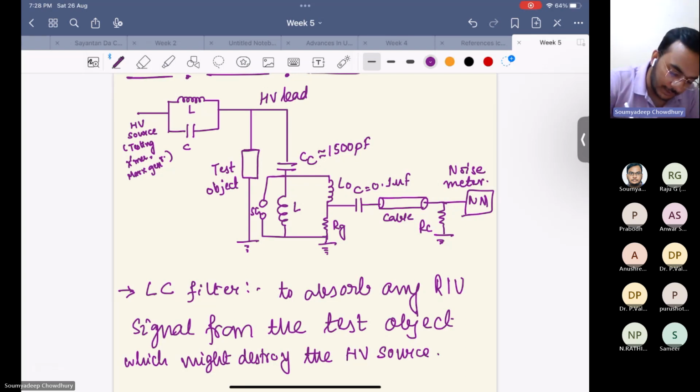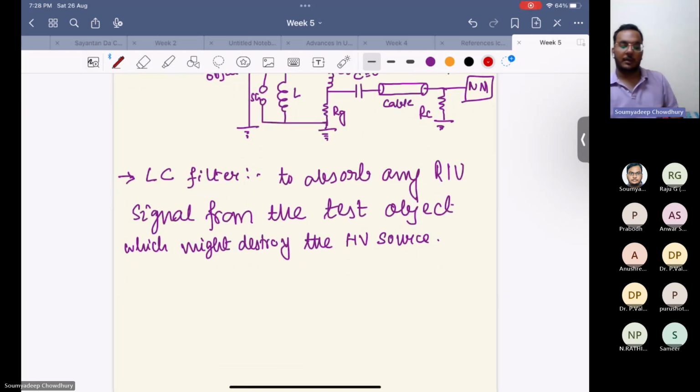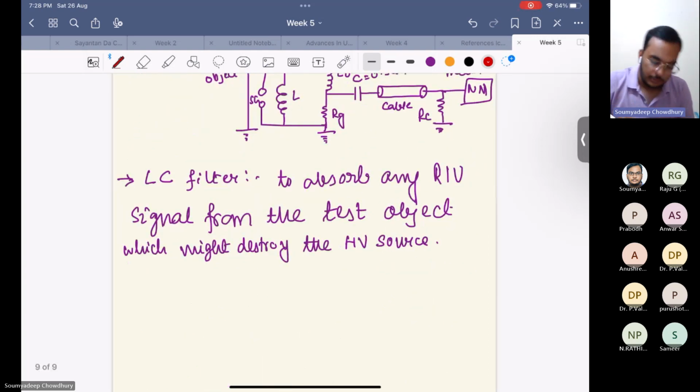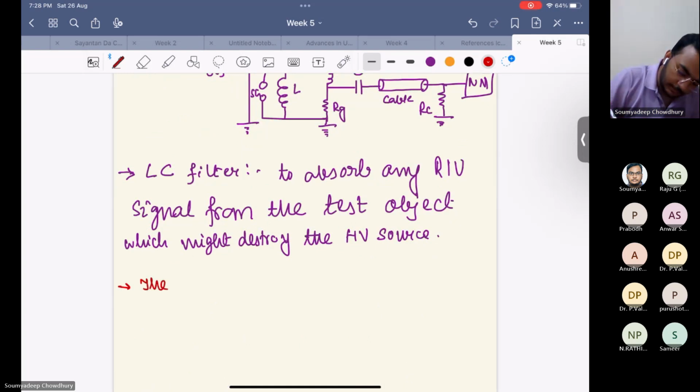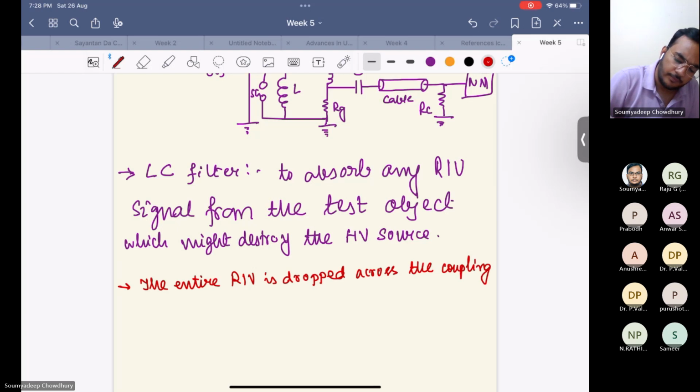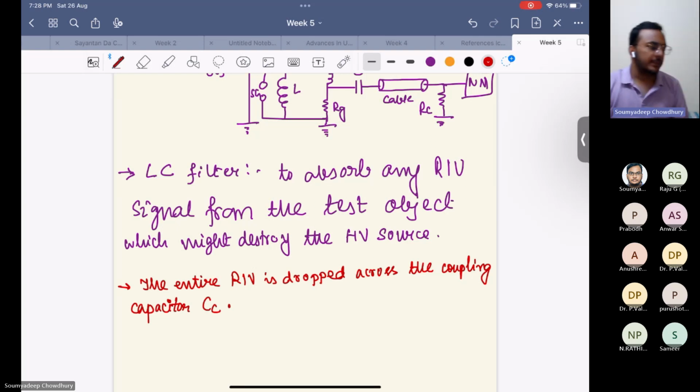So there are two paths for the RIV signal, right? This is one path. This is my another path. Here this L and C are present, and the impedance is arranged such that it will absorb any high frequency signal. So it is not going this side. So it has to go this side. So the entire RIV is dropped across the coupling capacitor CC.